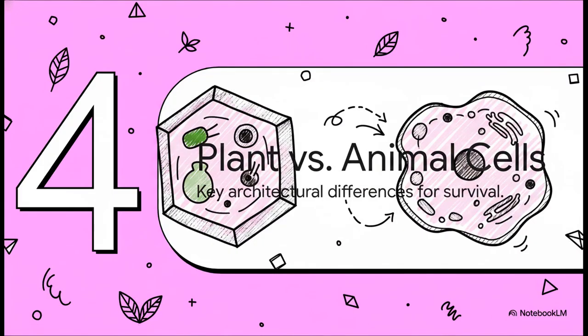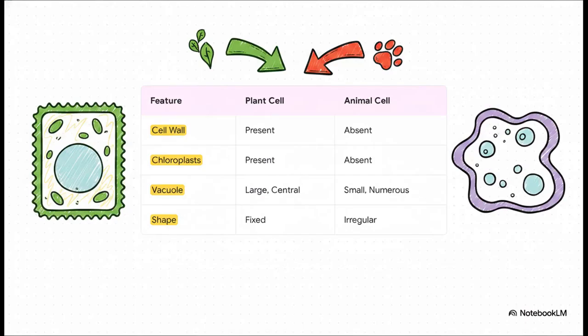All right, we've got the basic layout of our cellular city down. Now let's compare two different models of that city, a plant cell versus an animal cell. They share a lot of the same organelles we've already talked about, but they also have some really key architectural differences, designed for two very different ways of life. Okay, look at this table here. It lays it all out. You'll notice some major differences right away.